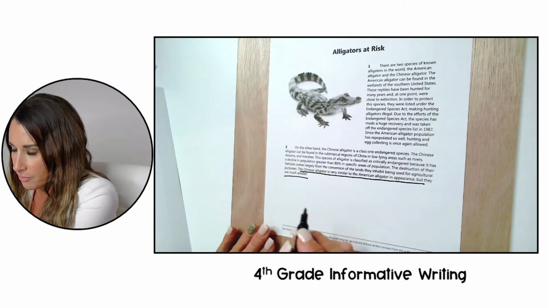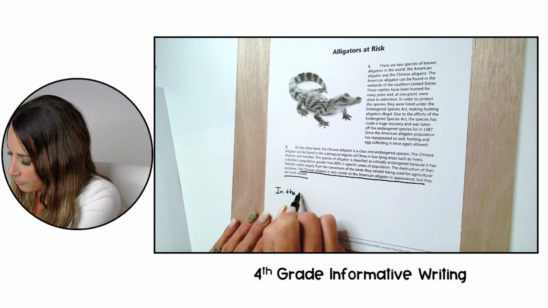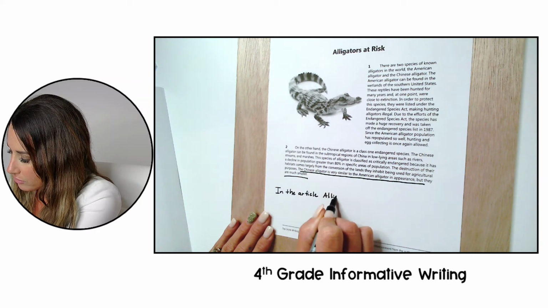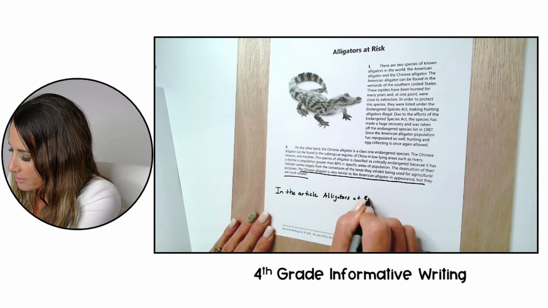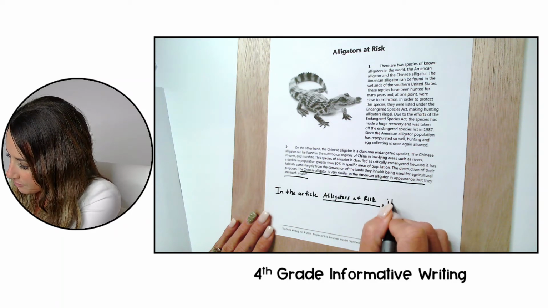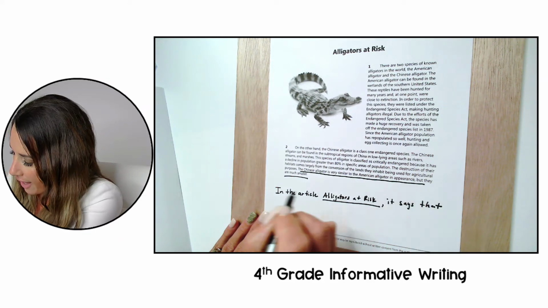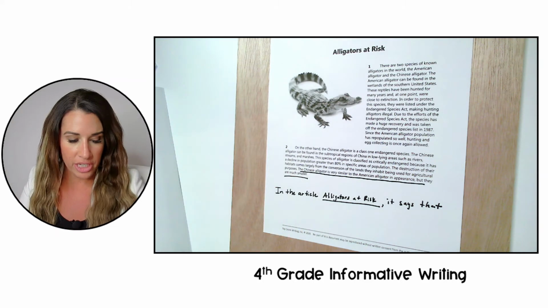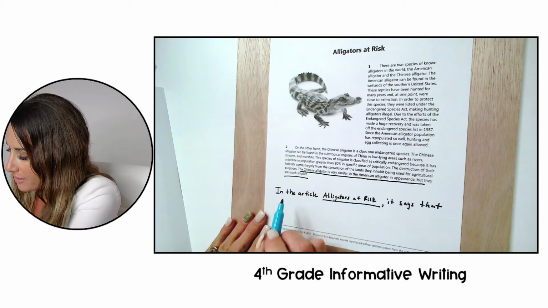I would put, I'm going to reference first. In the article, Alligators at Risk, and I'm going to underline my title, comma, it says that, and now I'm going to start putting this exact quote. I'm going to change my marker color so you can see, and I'm going to put it in quotation marks because I am copying the exact words.